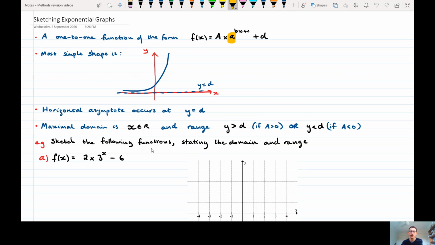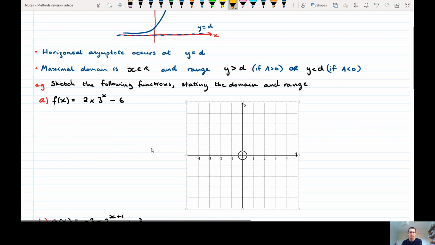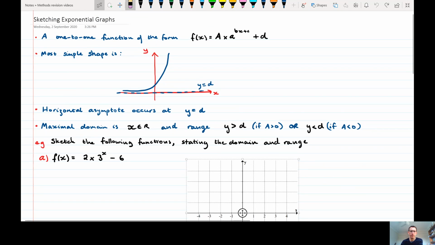This is the base of the equation, little a, and all the other things, a, b, c, and d, are all transformations. This a at the front is a dilation factor from the x-axis that affects the y value, and it can also be a reflection. If it's negative, that'll be a reflection in the x-axis.